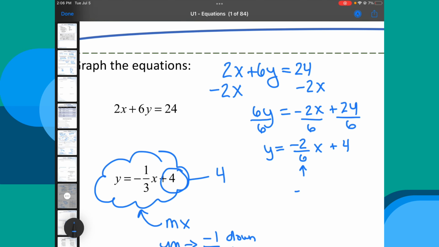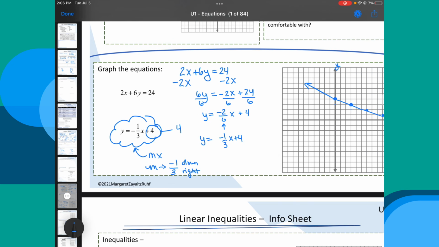We always reduce our fractions, so this is actually y is equal to -1/3 x plus 4, which I already graphed for you. So that's how you would graph something in standard form. We could put it into slope-intercept form and then graph it.